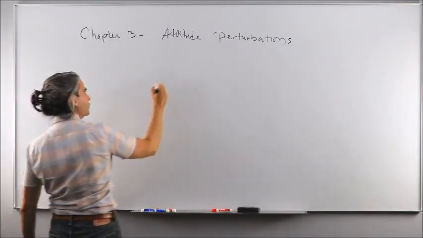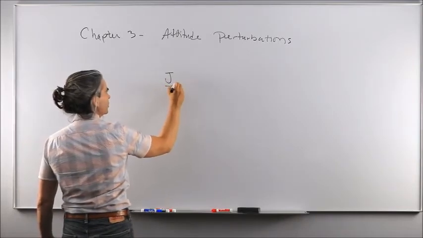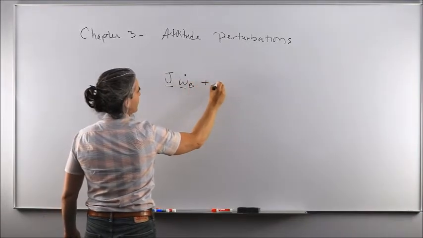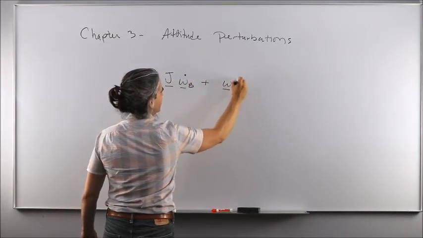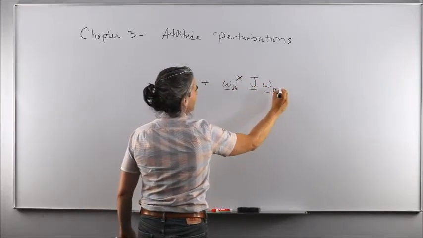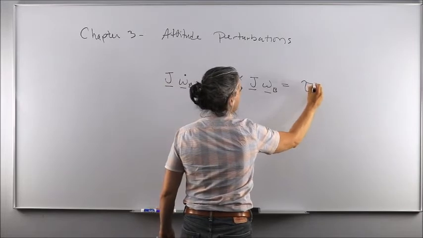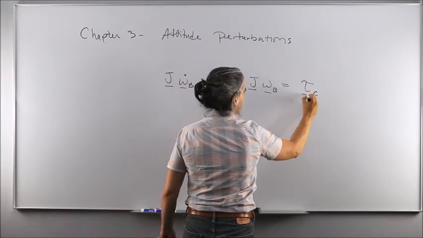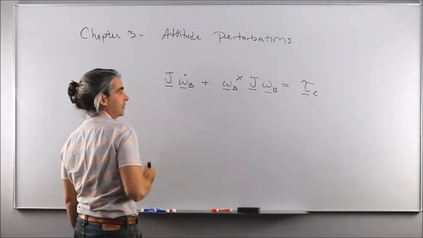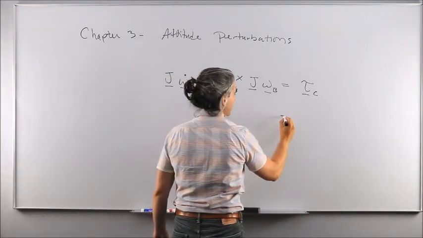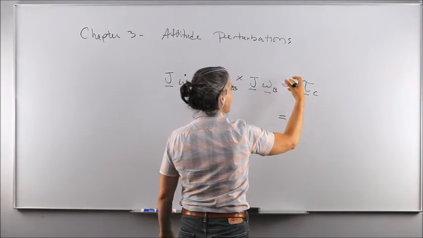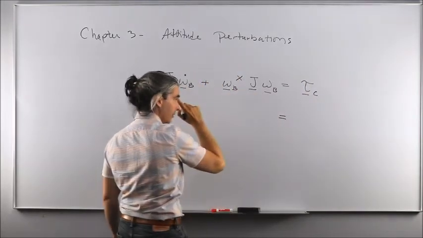More specifically, if you go back to Euler's equations of motion, J times omega b dot plus omega b skew symmetric J omega b equal to the net torque applied about the center of mass of the spacecraft, as we had seen in Chapter 1. Well, the goal of this chapter is to figure out exactly what will be the perturbing torques that could be modeled on the right-hand side of that equation.